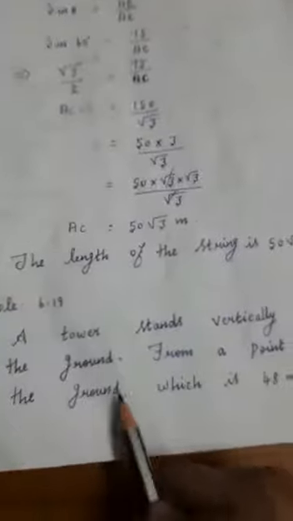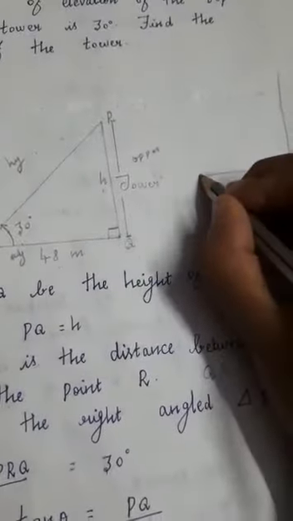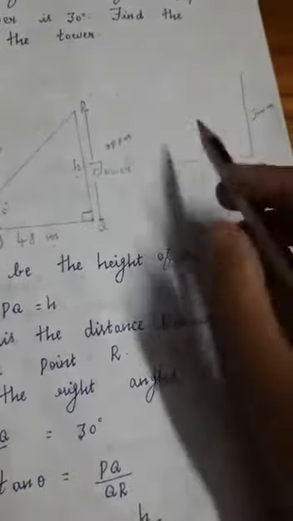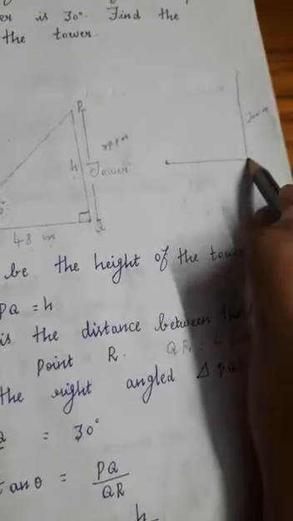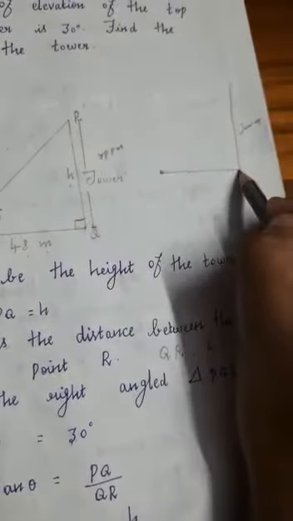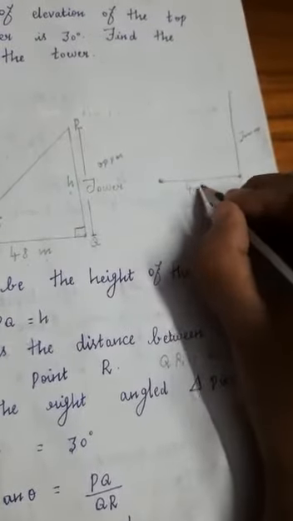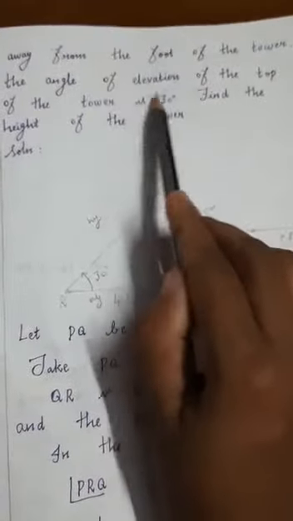So the next one, from a point on the ground which is 48 meter away from the foot of the tower, nothing but this is the ground point. So the distance between the tower and the point. So this ground point to this foot of the tower, this is the foot of the tower, this is the ground point. From this point to this point, the distance they have given, that is 48 meter. The next one in our question, the angle of elevation of the top of the tower is 30 degree.